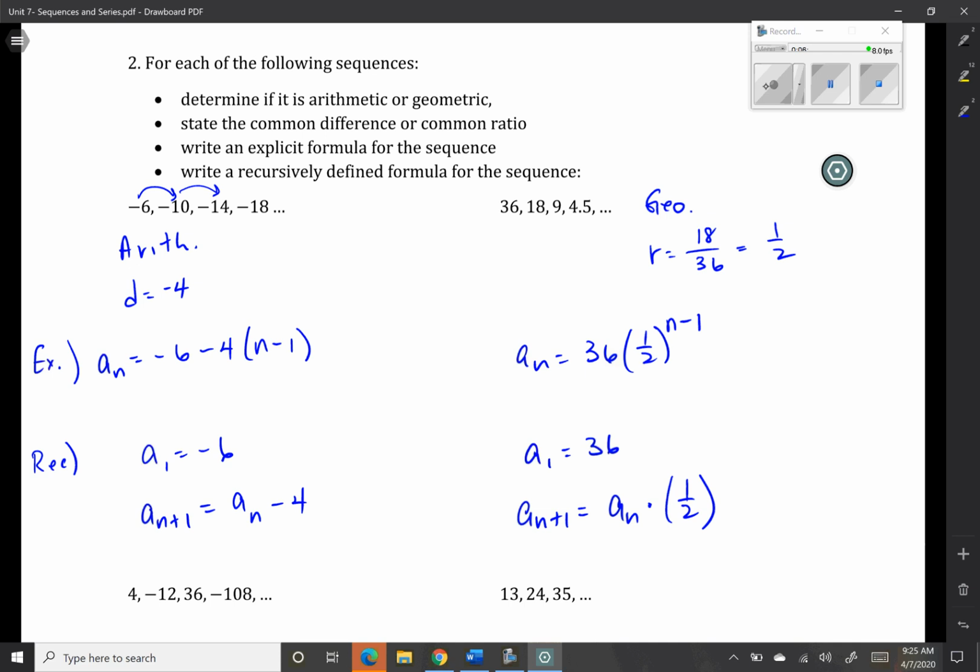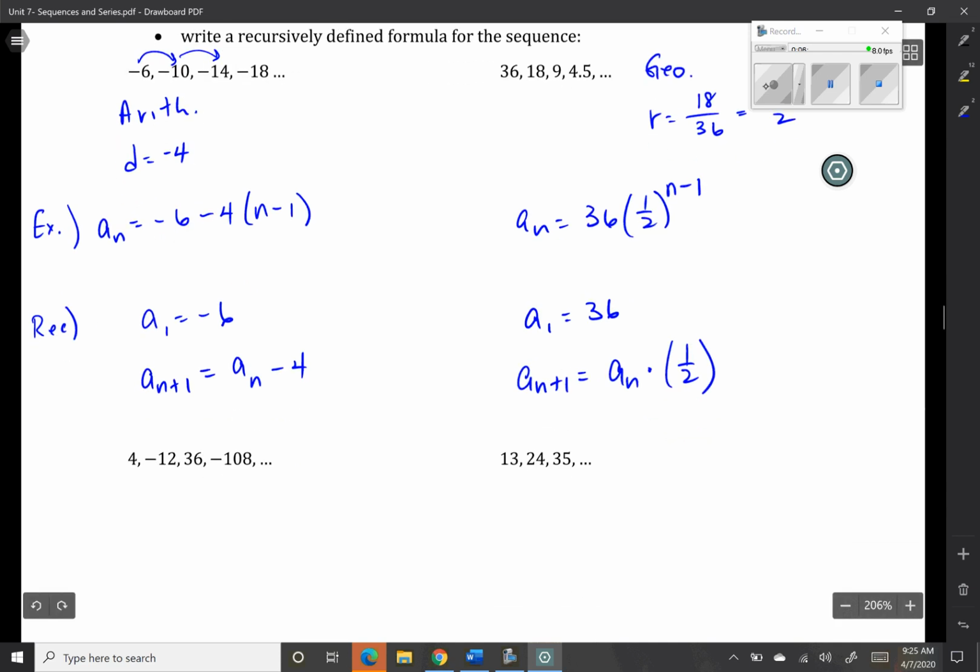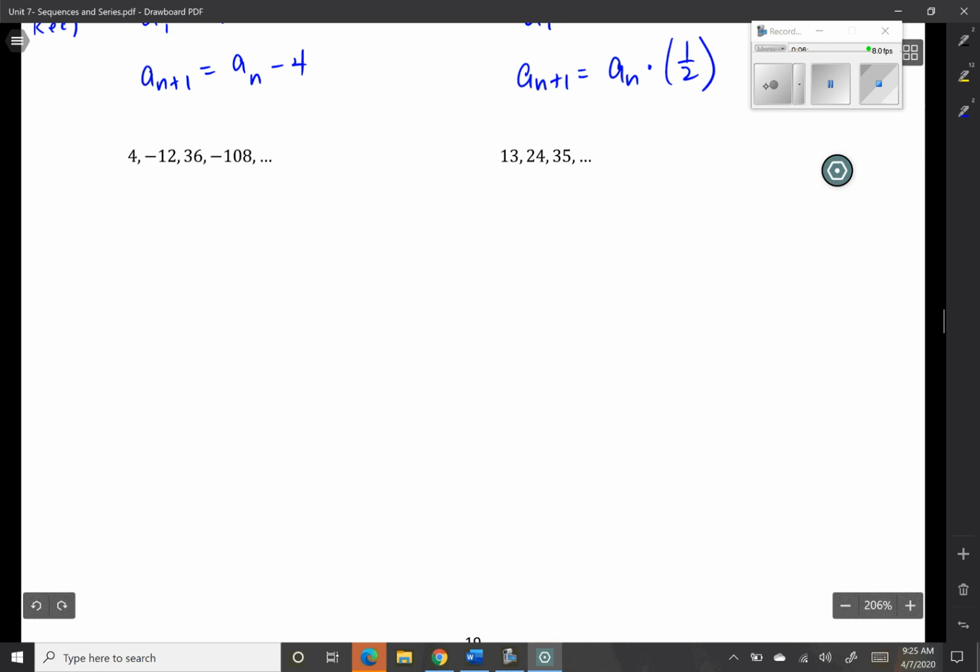So here's a time where I'm going to ask you to pause the video. Take a minute, pause the video, and try the next two. One of them is geometric, one of them is arithmetic. So go ahead, pause the video, and then come back and check your work.